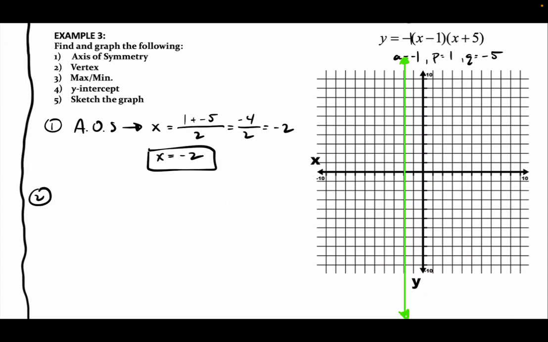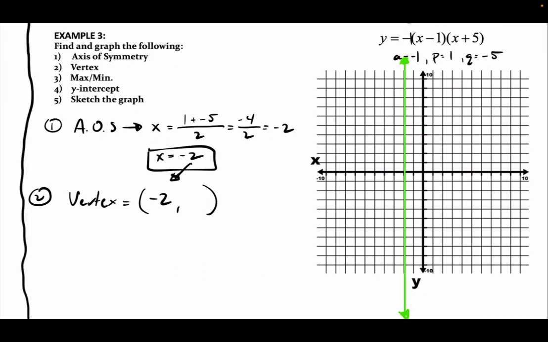Vertex. I know this guy is going to go here because it says whatever I got for an answer for this guy, P plus Q divided by 2, I'm going to put right there. I just have to figure out what this guy is. How do I do that? You're going to plug it back in anywhere you see an x. So I'm going to plug it back into the original. I'm going to plug in -2 here and here.